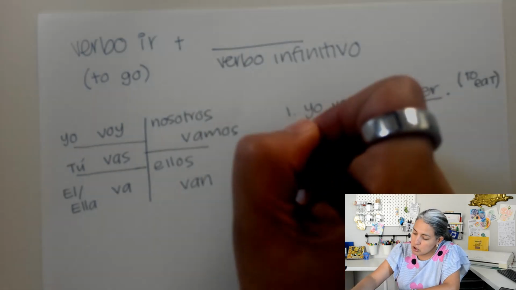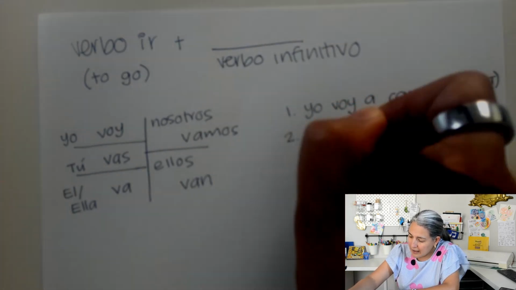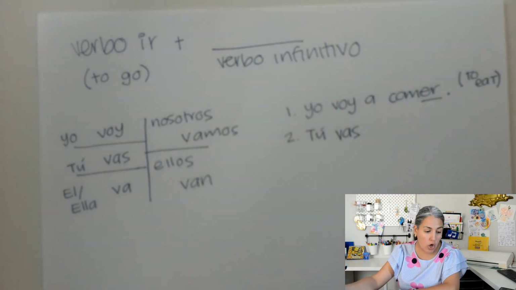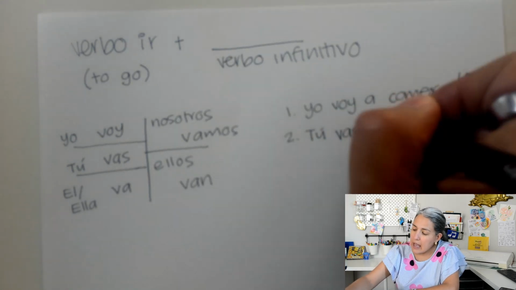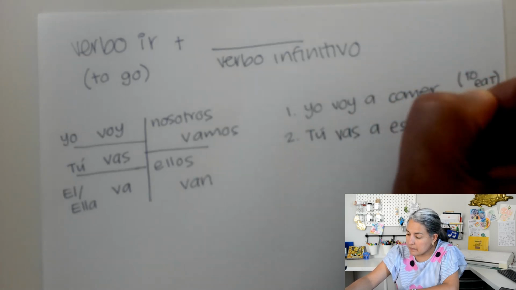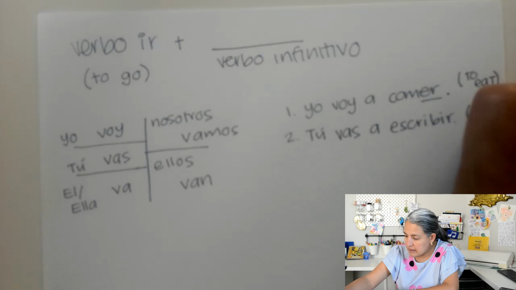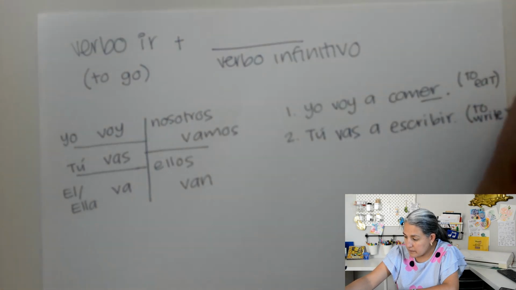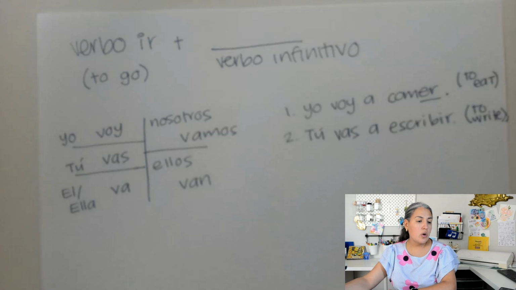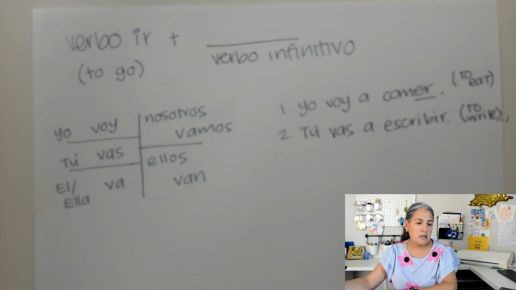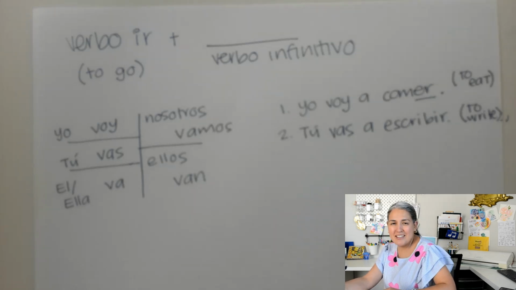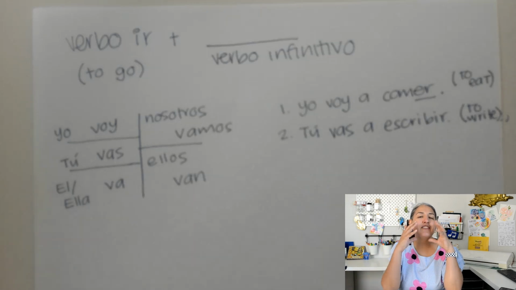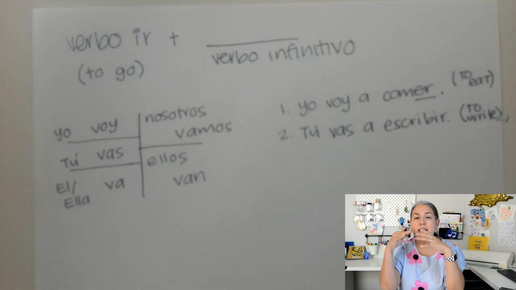Segundo verbo. Let's do it with tú vas. You go. Tú vas a escribir. Escribir is to write. You go to write. You're going to write. So we're putting just the verb ir. So the only thing we have to remember is how to conjugate the verb ir. Ir is a word by itself. It's not the ending of a verb.